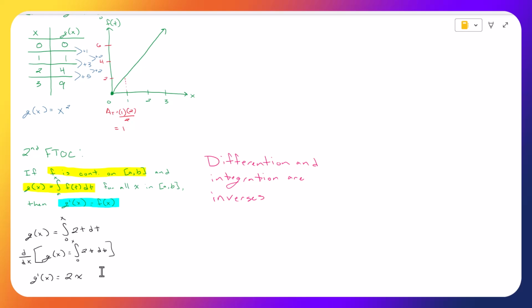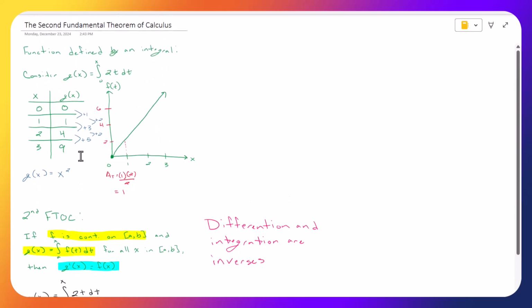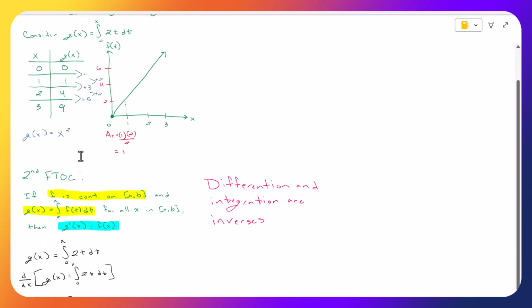And this is the big idea I want you to take away, that these two things are inverses. If I take the derivative of an integral, the integral goes away. If I take the integral of a derivative, the derivative goes away. Which I'll show an example of later, but if we look here, we can clearly see that I took the derivative of an integral and the integral went away. We were left with 2x. And the other way I'll show shortly after.